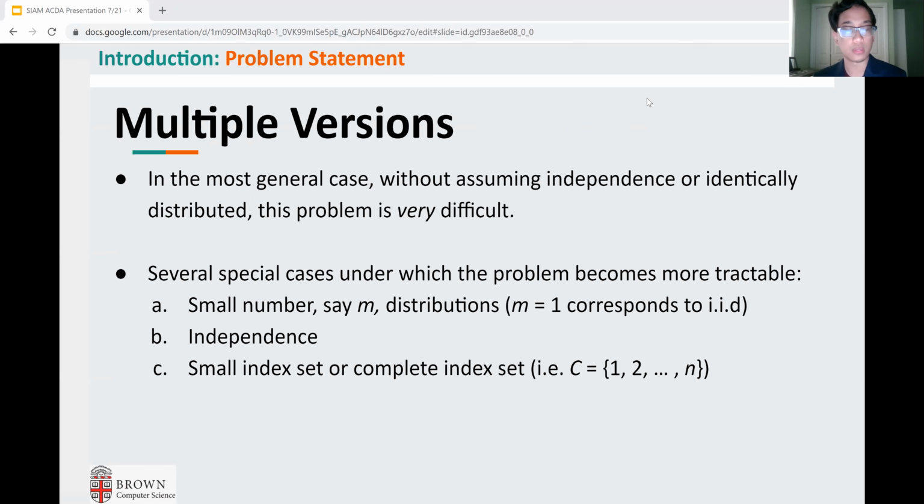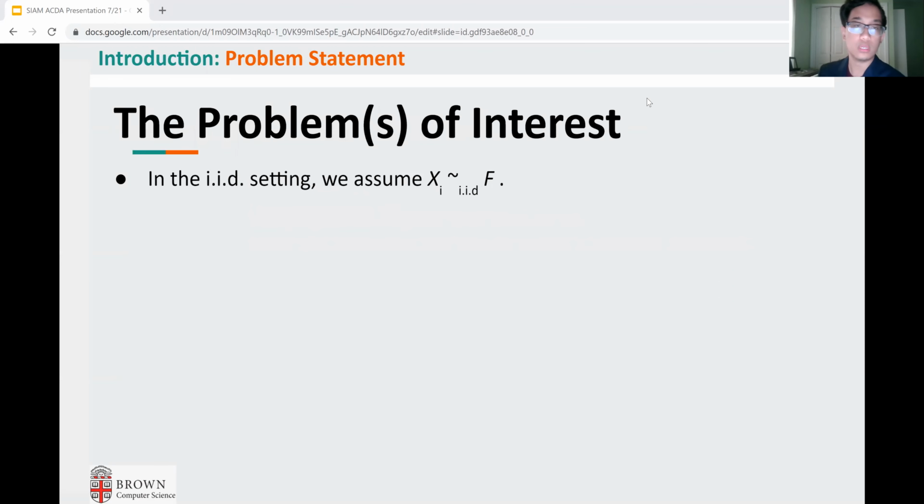Alternatively, we can impose some conditions on our index set C, such as C being either very small or being the entire set of order statistics, and this can greatly reduce the computational cost. So which settings are we interested in then? Well, for starters, the IID, D greater than 1 case is a good blend of practicality and complexity.